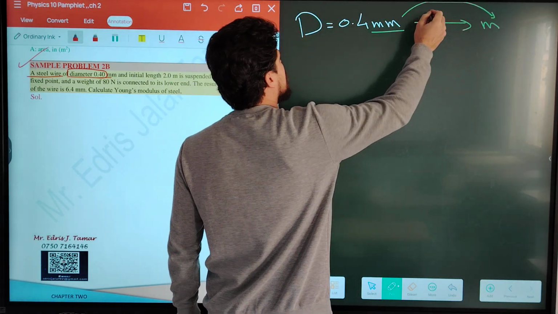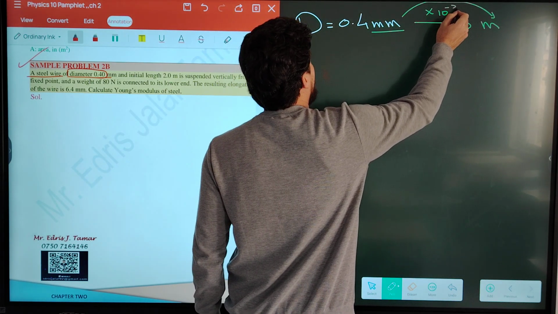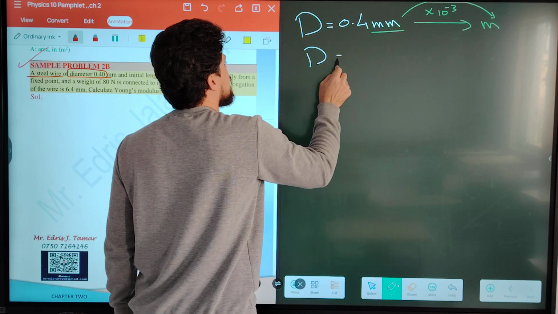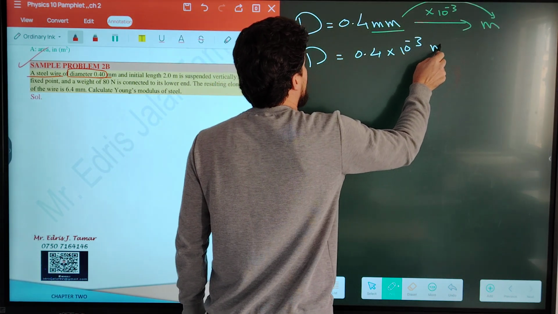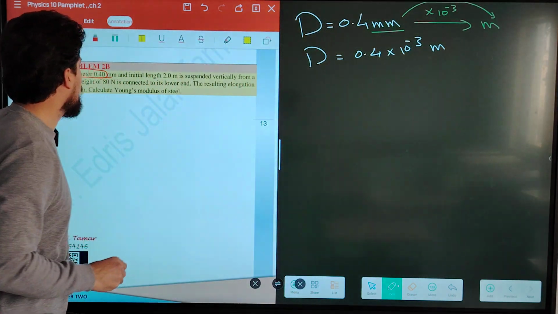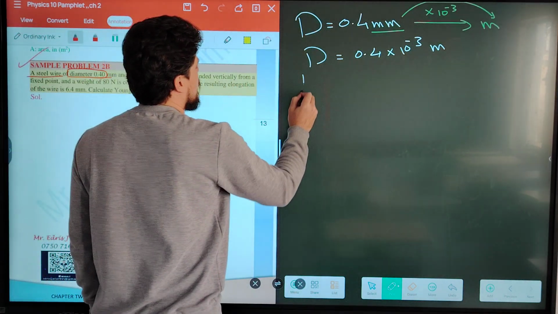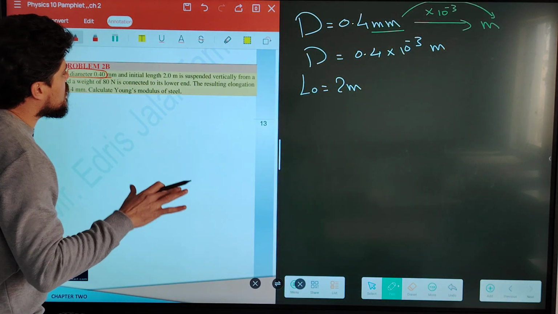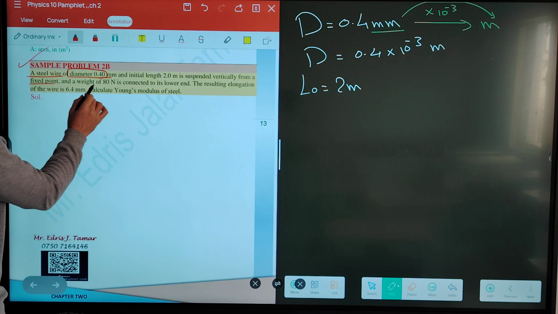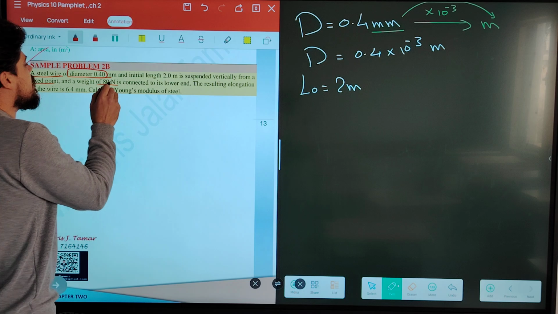How can you convert millimeter to meter? Multiply by 10 power negative 3. So diameter is equal to what? 0.4 times 10 power negative 3 meter. This is diameter. Initial length 2 meter. L naught 2 meter. Suspended vertically from a fixed point and weight 80 Newton. 80 Newton, this is tension.